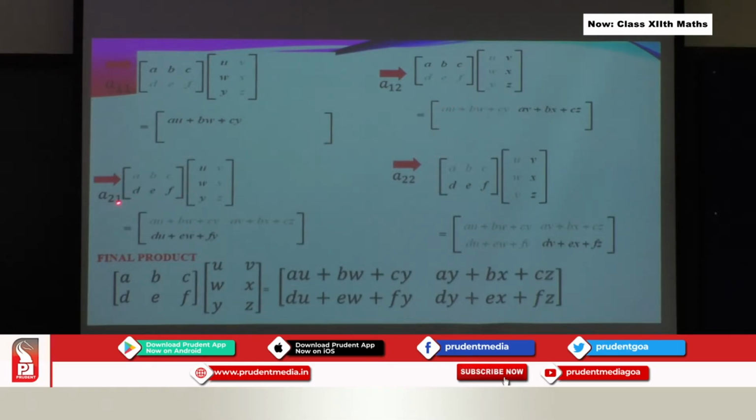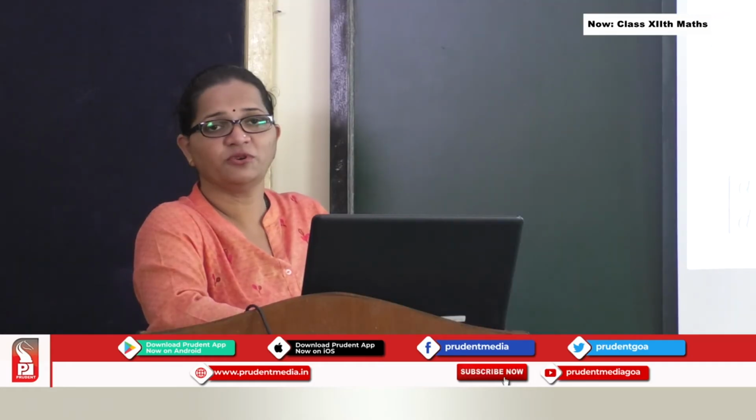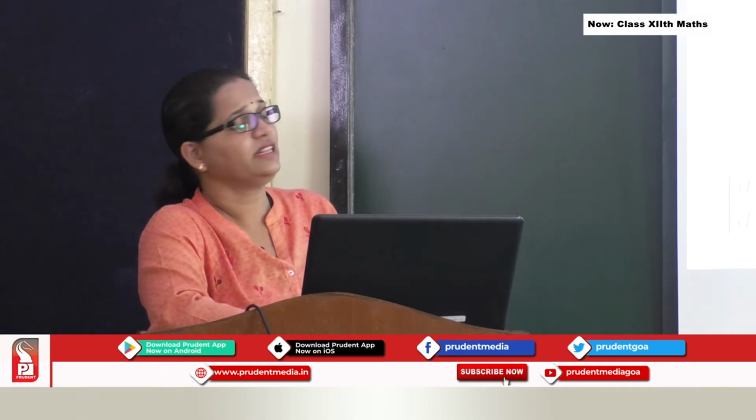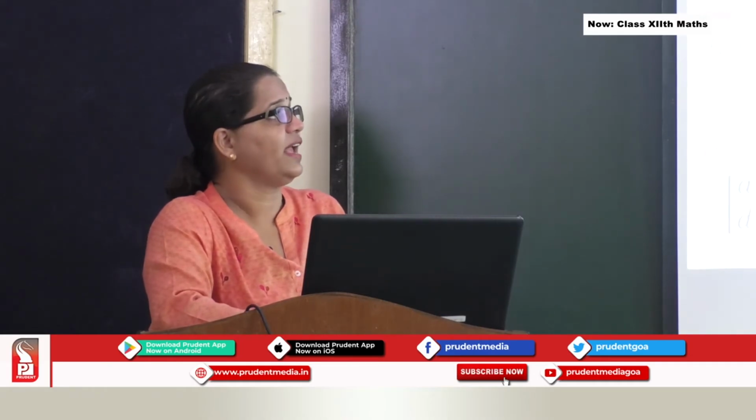So since I am addressing here A21, 2 signifies second row. So over here, see, second row I am highlighting and first column I am highlighting. Why? Because 2, 1. So here D into U plus E into W plus F into Y. Look at this. Okay, so this is what position? A21 position. Perfect. Now let me proceed further for the fourth entry.